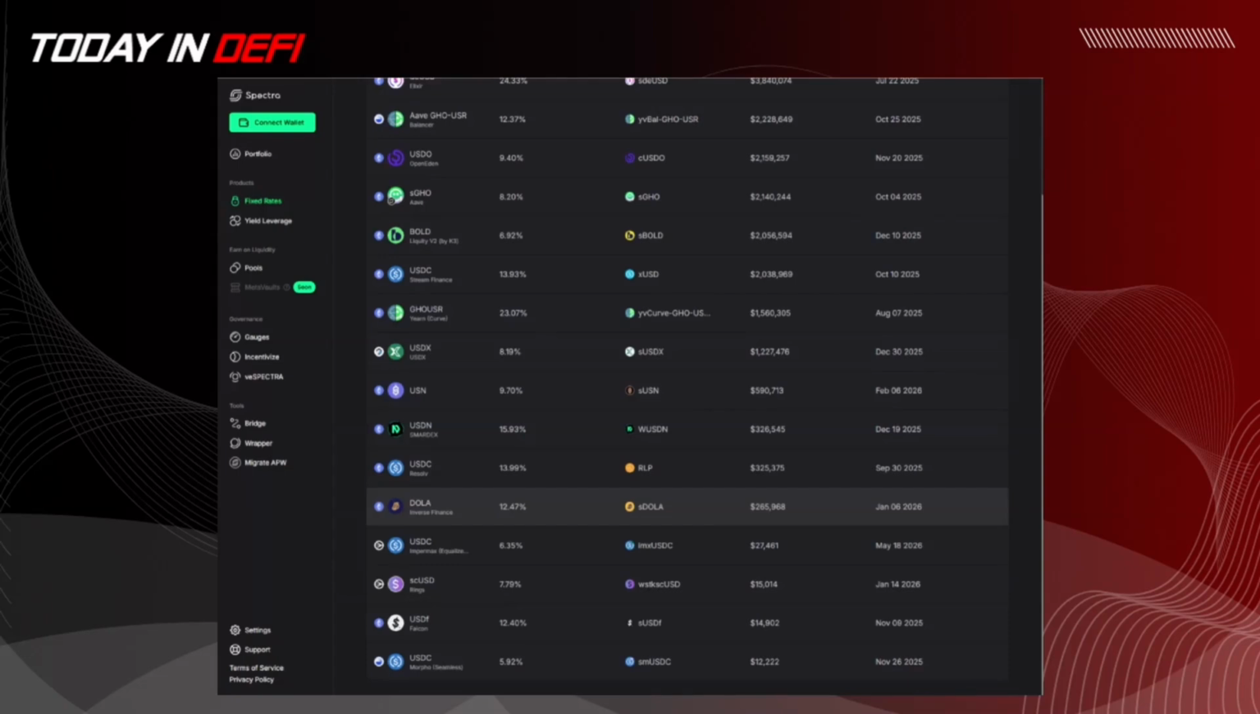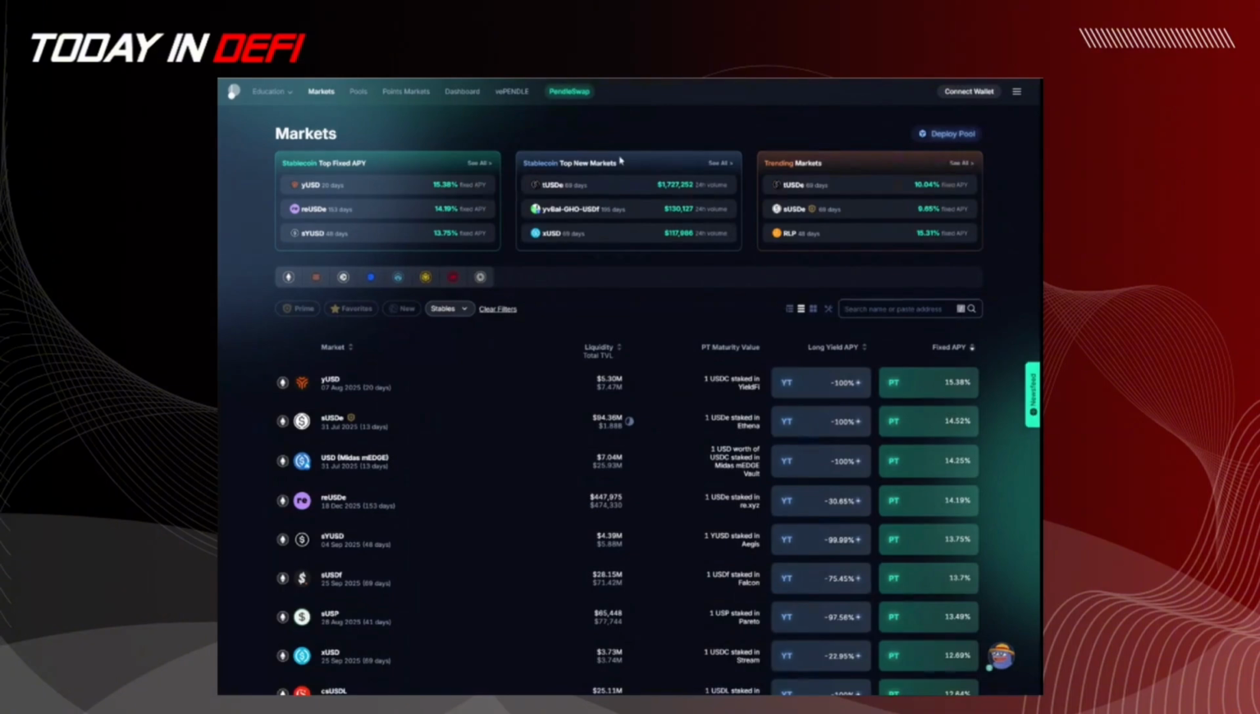So whenever there's a new token the market is still unaware of, people can just come to Spectra and list their token and start trading around it with this YT and PT. So that's the first category of the fixed income token, which is the yield-bearing token backed YT and PT.